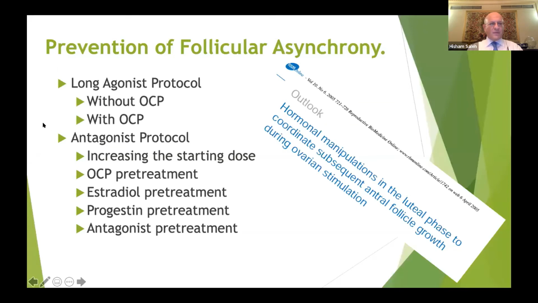In the antagonist protocol, things are different and asynchrony is much more common. So we have to use other methods to prevent asynchrony, such as increasing the starting dose, using pre-treatment with pills, with estradiol, with progestins, and/or antagonists.